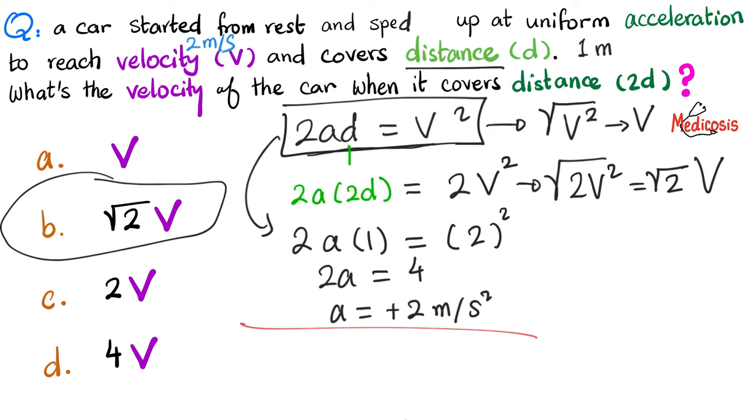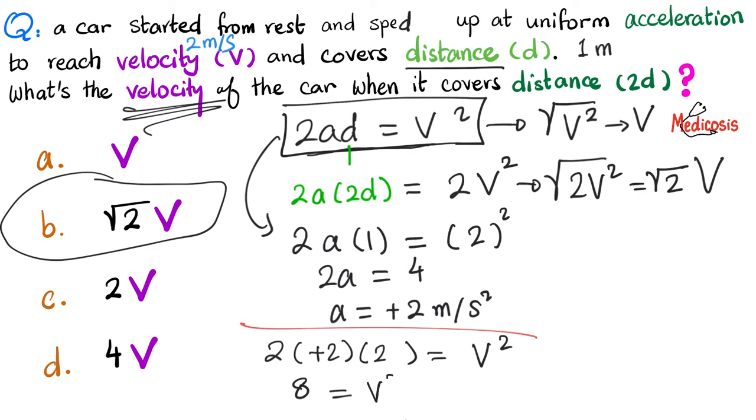Now let's repeat the same shebang when the distance is 2 meters instead of 1. All right, so here is 2. You multiply it by acceleration, which is positive 2. Multiply that by d, or this time it is 2 meters. Equals what? V squared. I've no idea how much is V squared. That's the unknown. Okay, 2 times 2 is 4, times 2 is 8. All right, 8 equals V squared this time. And what is V? Okay, V has to be square root of 8.